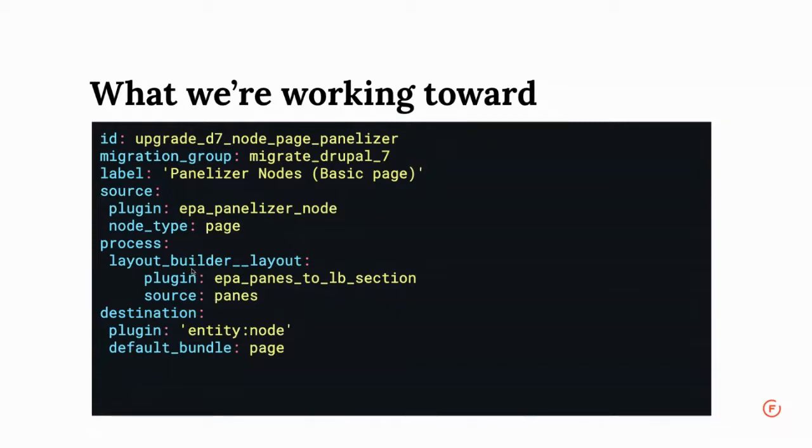But this definition for the Layout Builder field allows us to use this process plugin that we're going to create called EPA panes to layout builder section. And we're going to pass in some data that we're going to get in the source plugin so that we can actually transform that data into Layout Builder data.